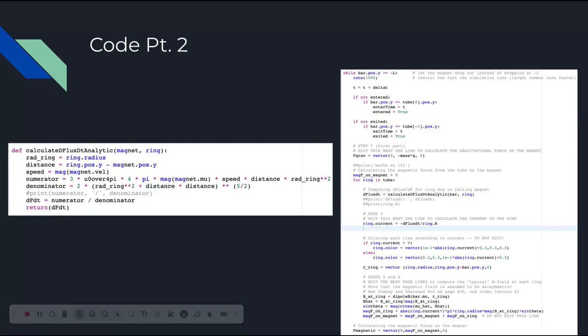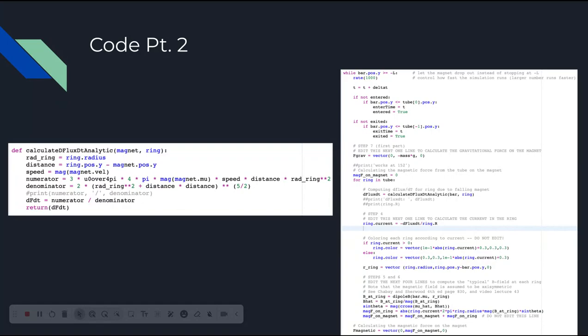And then here comes kind of the more interesting stuff. Here's d flux dt analytic, in which we calculate the change in magnetic flux based on the speed at that time. We're going to do it analytically instead of by calculus because we have GlowScript and it's easier to do it that way. But as you can see, we have 3 times mu naught over 4 pi, which is just km, times 4 times pi times the magnitude of magnet dot mu, times the speed of that moment times the distance away from that ring times the radius of that ring squared. And that's all divided by 2 times the radius of the ring squared plus distance squared raised to the 5 halves. And this equation is used for every ring in the tube.